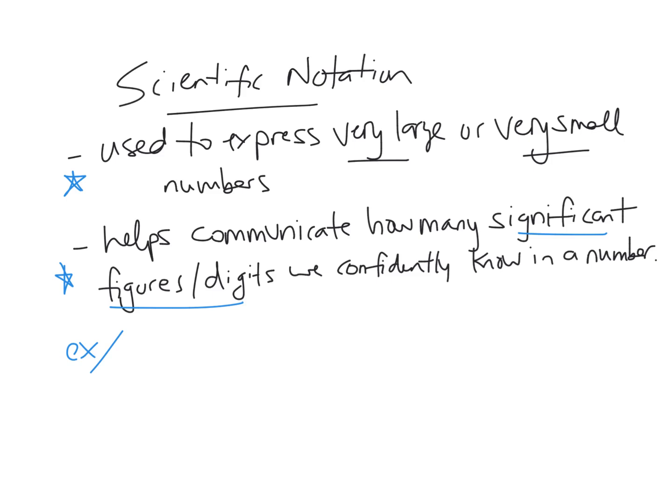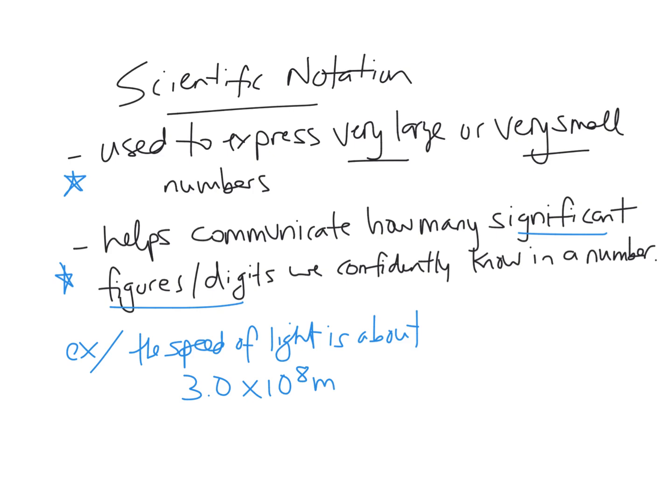So, let's say we want to talk about the speed of light. The speed of light is roughly, because we do know it a little bit more precisely than this, but it's about 3.0 times 10 to the 8 meters per second, okay? And this is written in scientific notation.